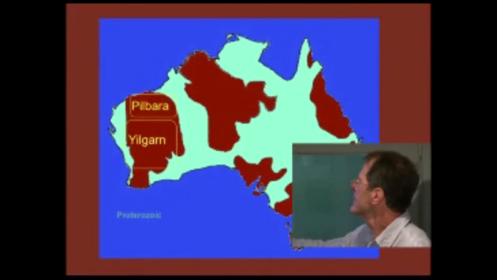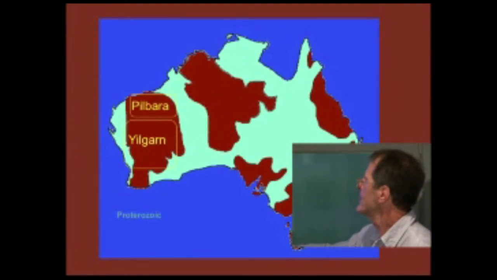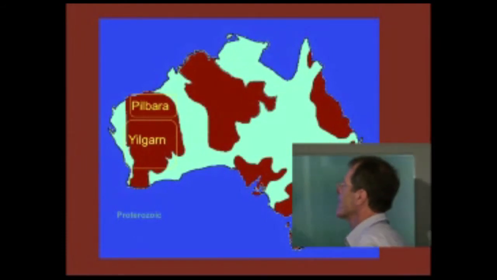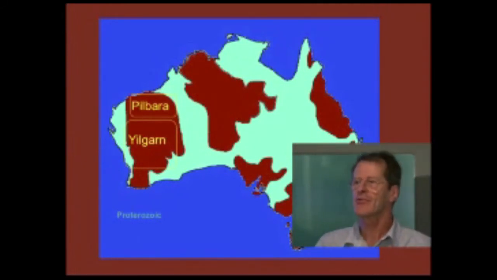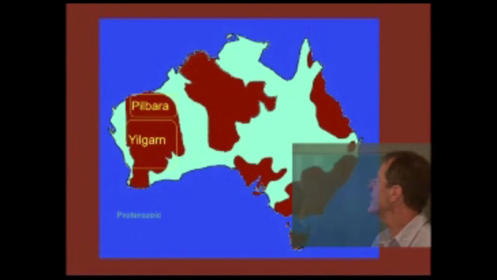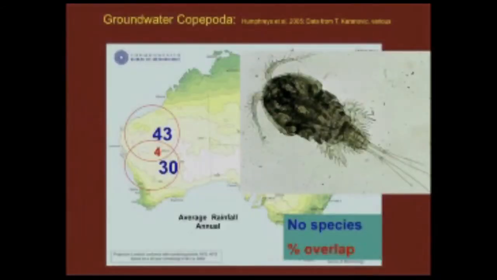And I want to look at two parts of it. There's the Pilbara and the Yilgarn, which I'll characterize just by those squares. And I look at the nature of the subterranean fauna between these areas. One of the groups we'll look at are these tiny little crustaceans called copepods. And the colleagues I had working with me described 43 from the Pilbara, 30 species from the Yilgarn. Only 4% overlap between those areas, although some of the sampling sites are really very close to each other.